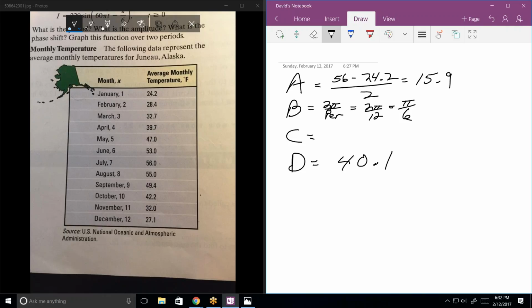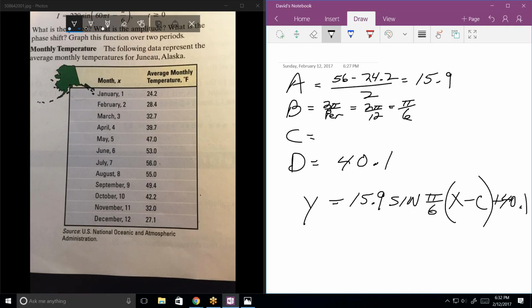Yes. All right. So if there were no phase shift, then our function would be y equals 15.9 sine of pi over 6 times x minus some phase shift, plus 40.1. And if the phase shift were 0, then it would just be what I've written there.